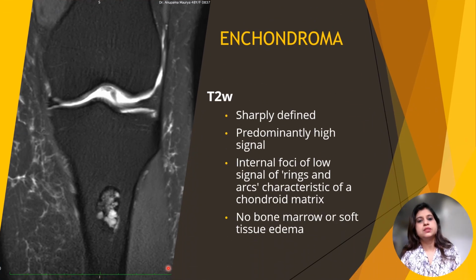On T2 weighted images, it's very easy to differentiate whether it is enchondroma or bone infarct, because enchondroma has a thick sclerotic peripheral margin. They are very well defined lesions, and the center of the lesion shows hyperintense signal because it is made up of the chondroid matrix, which is very rich in water content, so it appears hyperintense on T2 weighted images with tiny ring and arc like foci, which are very characteristic of the chondroid matrix.